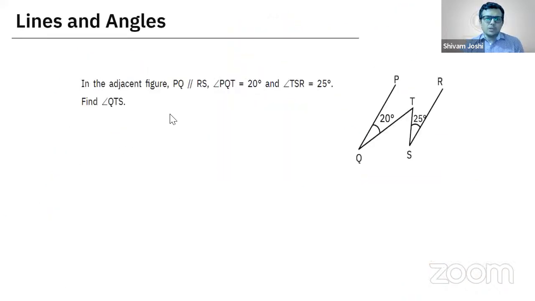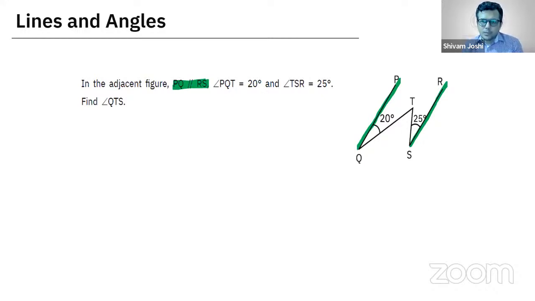Let's look at the next question. In the adjacent figure, PQ is parallel to RS. So this is the first thing we have to note. PQ is parallel to RS, right? I'm going to highlight the parallel lines with the same marker. So this is PQ. This is RS. Because I've used the same marker, that is an indication that the lines are parallel.